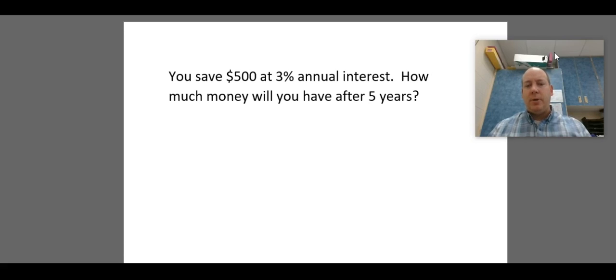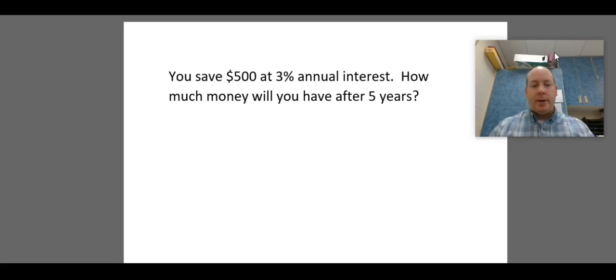Okay, and interest can be calculated different ways. Sometimes it's annually, sometimes it's semi-annually, twice a year. It could be quarterly, 4 times a year. Sometimes it could be daily. For this, we're going to use annual interest. So once a year you get interest.